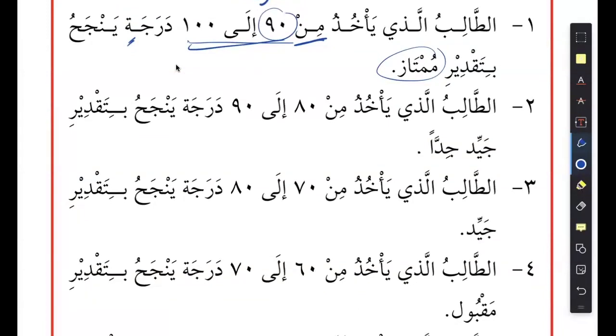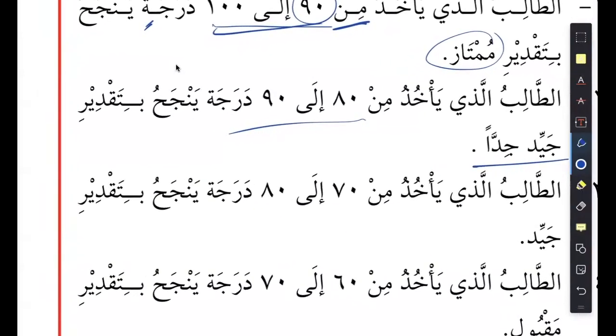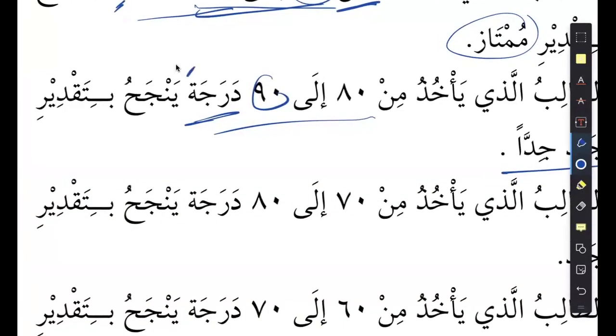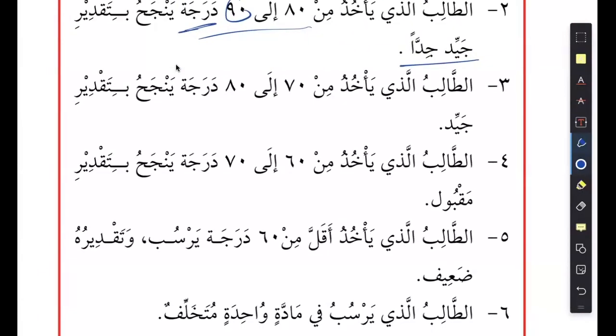And same thing الطالب الذي يأخذ من 80 إلى 90 درجة ينجح بتقدير جيد جدا. So someone who gets from 80 to 90, they get جيد جدا. So another thing, what do we do here? درجة. Remember, I just mentioned that after 100 and 1000, it will be kasra. But when you have any other numbers, two-digit numbers like 20, 30, all of these numbers, it will be mansub. So you say ila tis'ina darajatan. Okay.